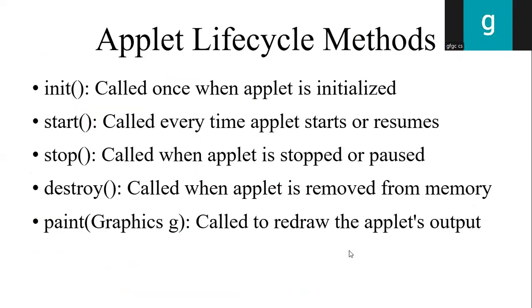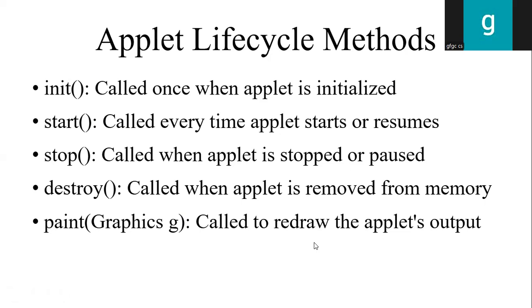Now I am going to explain the applet life cycle. There are five different stages we have to pass through to execute this applet class. The first method is init. Init is called once when the applet is initialized. The start method is called every time the applet starts or resumes. The stop method is called when the applet is stopped or paused. The destroy method is called when the applet is removed from memory. Paint is called to redraw the applet output.